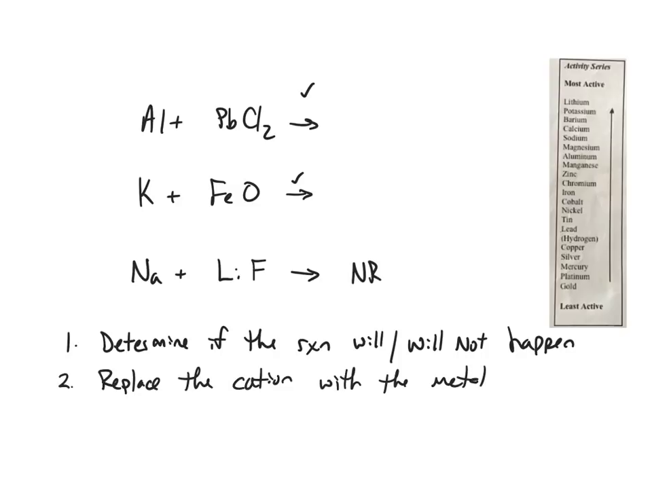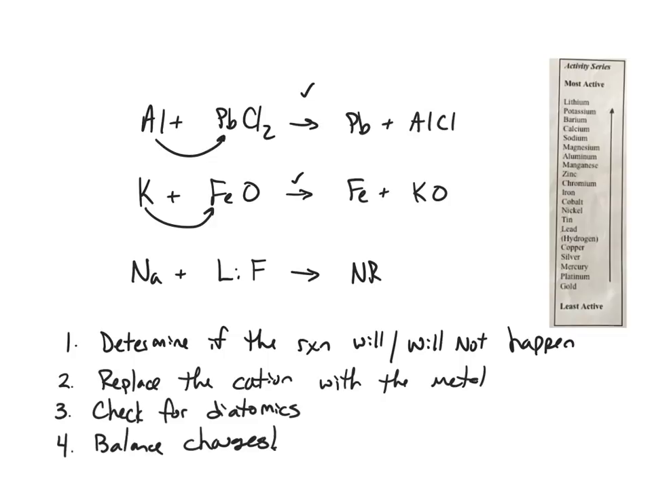So now that you've determined whether or not the reactions happen, the first two indeed do happen and the last one doesn't, we then do step 2, replace the cation with the metal. So I'm going to come in and I'm going to kick out lead. So lead's by itself, and now aluminum is going to be with chlorine. And for this next one, I'm going to kick out iron. So iron's by itself, and potassium is with oxygen. The last two things I always do is check for diatomics and then balance charges. Now diatomic would only happen if the cation is hydrogen over here and gets replaced.